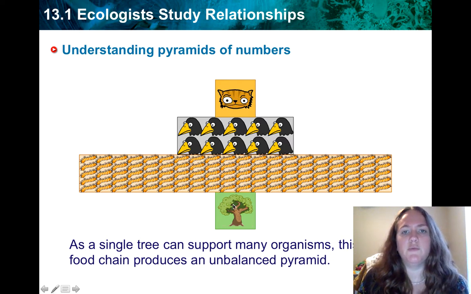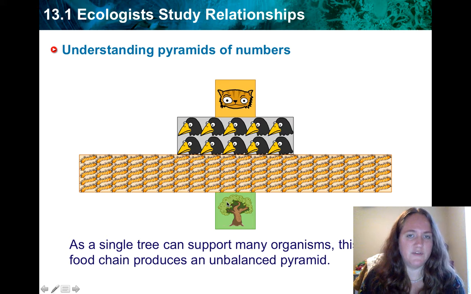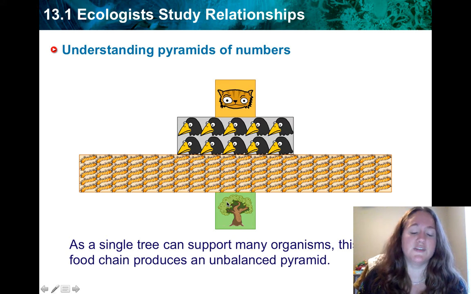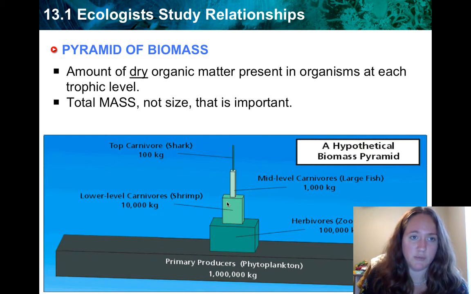You want to have your pyramid shaped like a triangle, and the bottom down here is kind of weird. So we don't really like pyramid of numbers that much, even though you probably will see it sometimes. Instead of pyramid of numbers, we use biomass pyramids. So biomass is the amount of dry organic matter present in an organism.